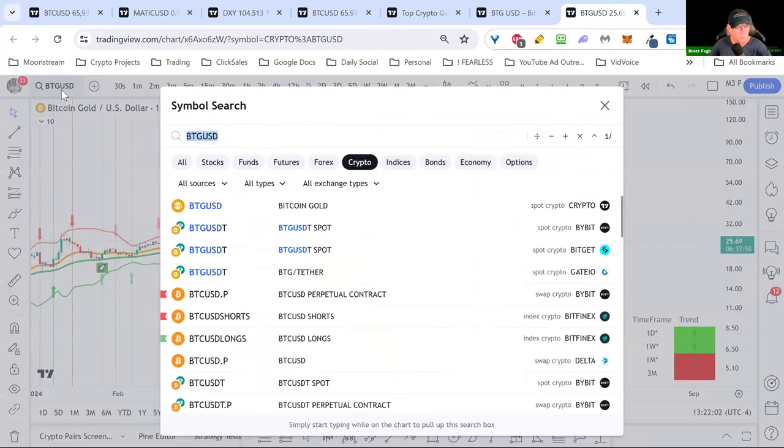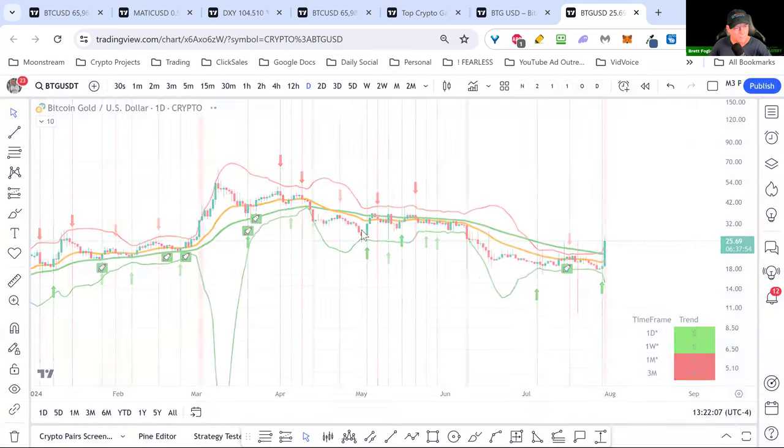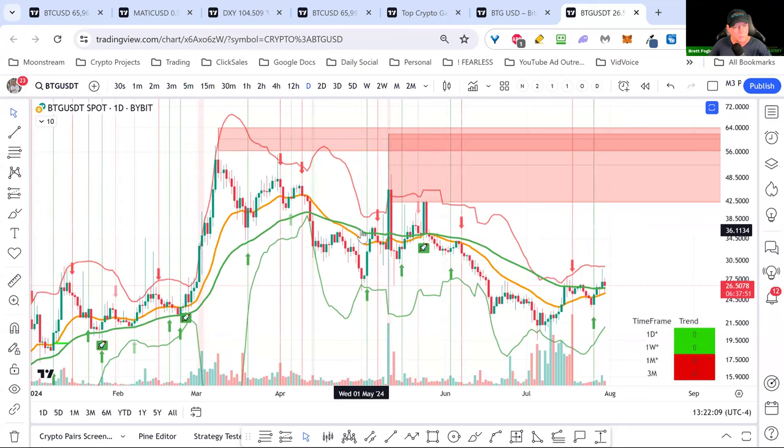Where is this traded even? Crypto, Bybit, BitGet. Let me see. If it's on Bybit and BitGet, they're margin trading, but it's not pumping on those exchanges. Okay, so I knew I didn't want to open this. Yeah, ignore.